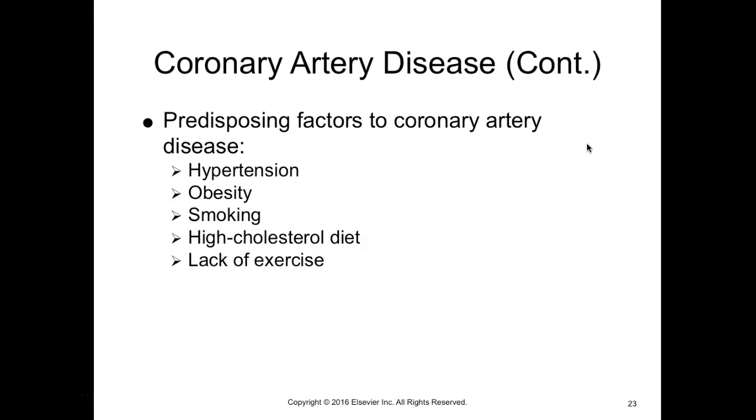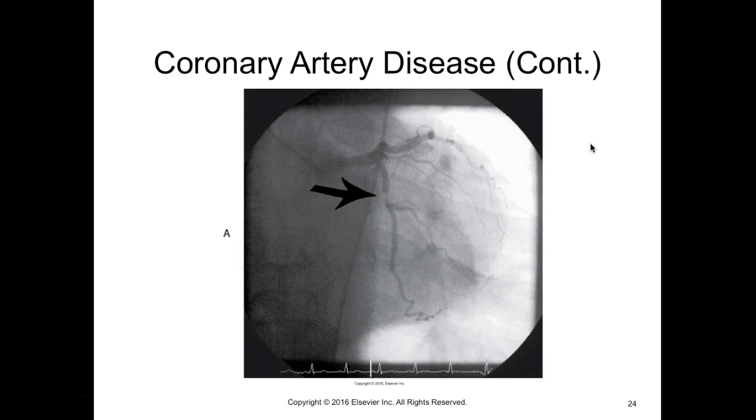Predisposing factors to coronary artery disease, you already know this: hypertension, obesity, smoking, high cholesterol diet, and lack of exercise. Oh boy. So this is what it looks like. So this is doing an angiogram. So you can see here coming down right there, we're not really seeing contrast flow through there, right? There's a narrowing, so it's just barely leaking through. So that right there is coronary artery disease, and that needs to be opened up right away.